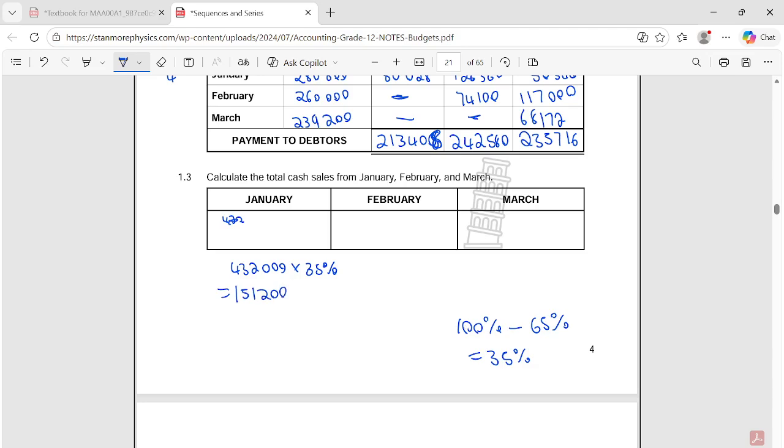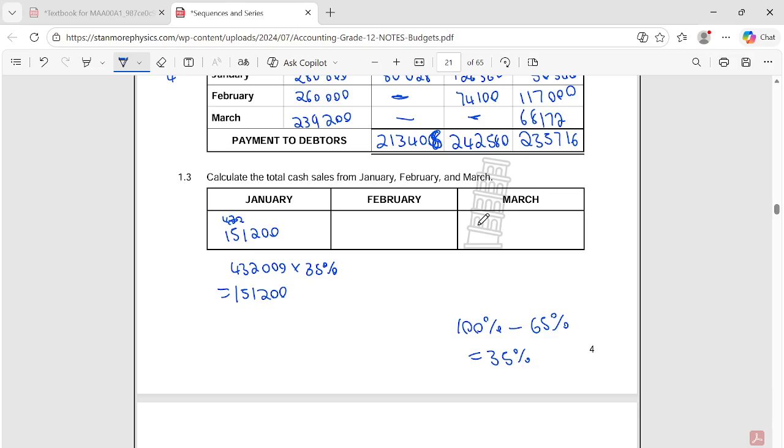151,200, right? So my amount is 151,200, right? So this is my total cash sales. 151,200, right? Now what about my February sales?